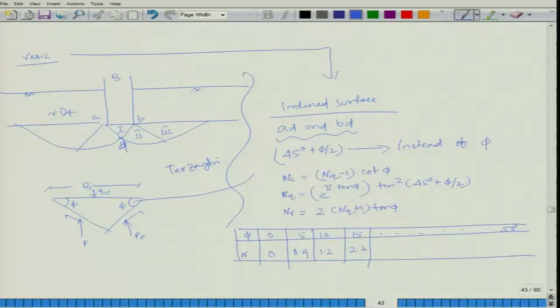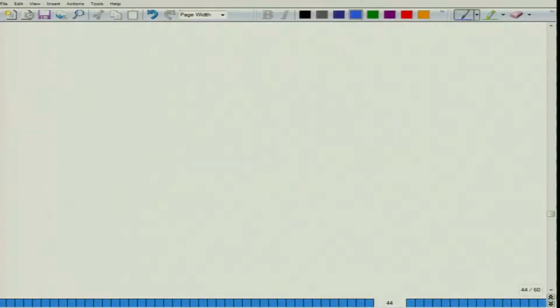After Terzaghi's, what happened? After Terzaghi's, the value has been given by Meyerhof. What are the implementations for Meyerhof's? So, it is called Meyerhof 1951. Meyerhof 1951 gave a comprehensive analysis of bearing capacity of strip footing at any depth. Meyerhof 1951, he has modified particularly Terzaghi's case.